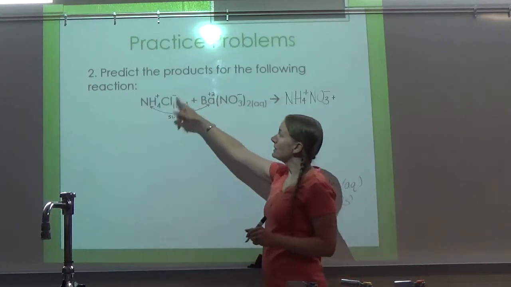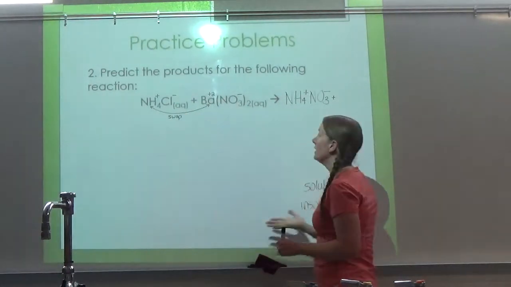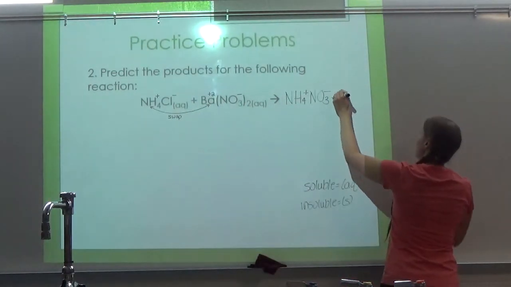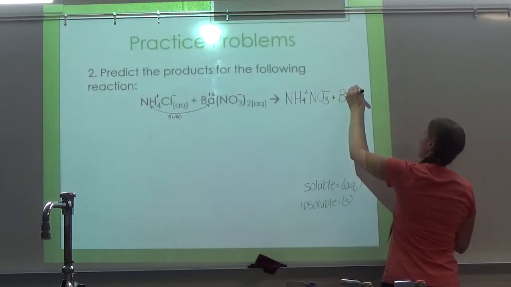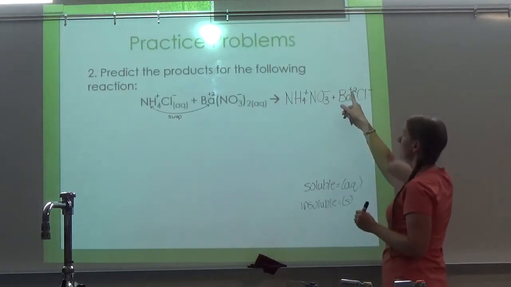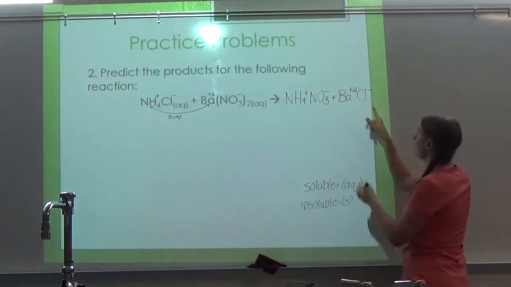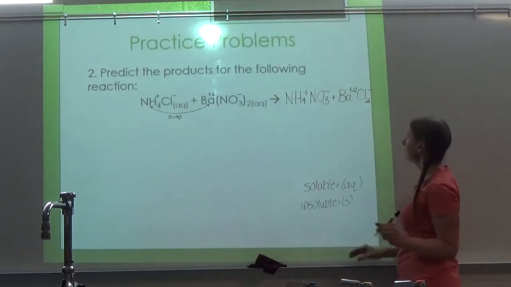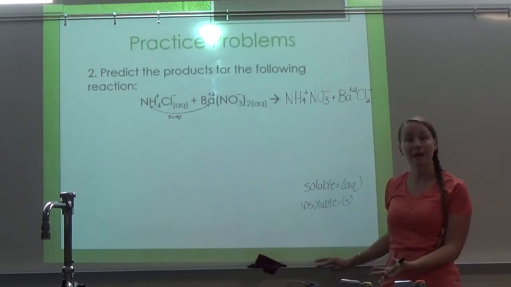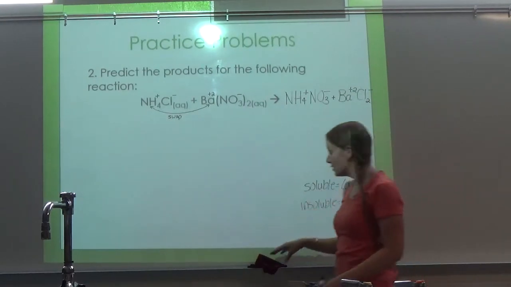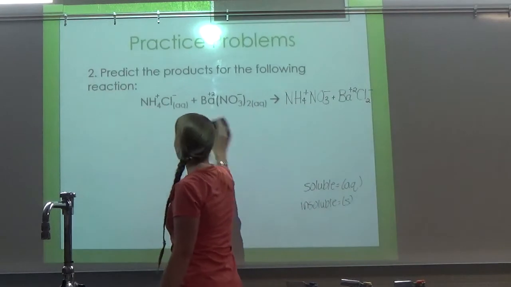Now, barium is going to bond with the chloride ion. I'm going to write barium first because it's the positive. So barium positive 2, chloride minus 1, so I need to cross that 2 down so that the charges are balanced. Next thing is, don't forget to balance the entire reaction.